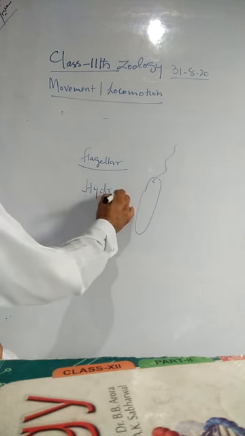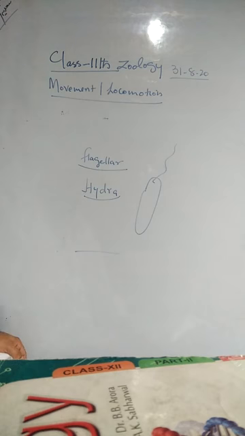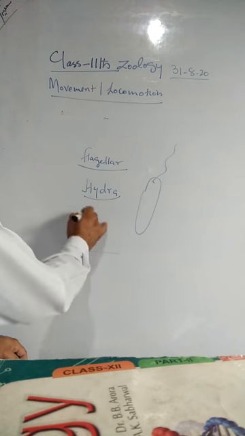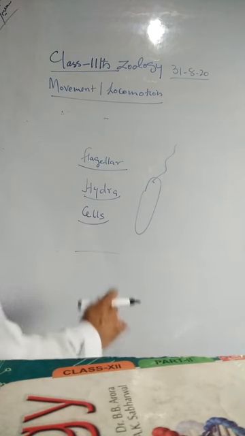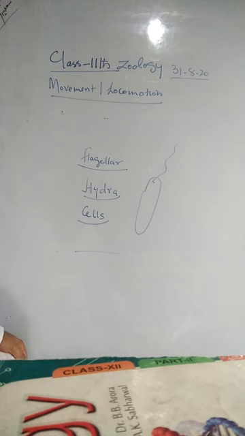The hydra is an organism which belongs to invertebrates. It also shows movements by the flagellum. But there are some ciliary movements. This ciliary movement can be shown by the cells of higher animals in the body.